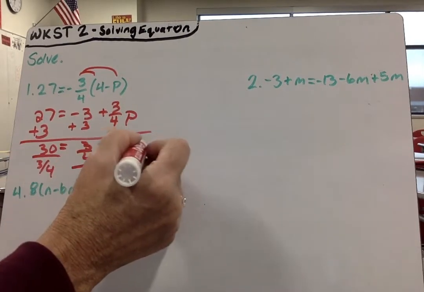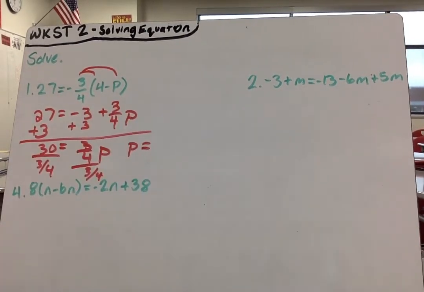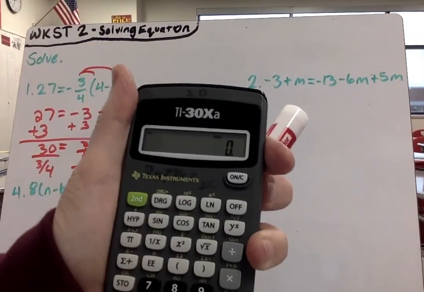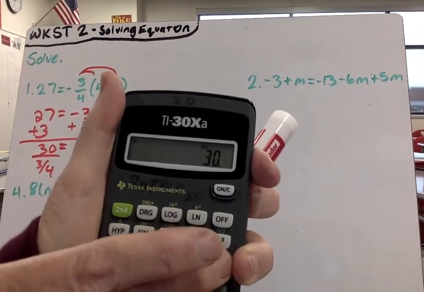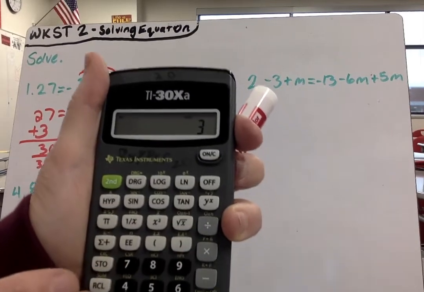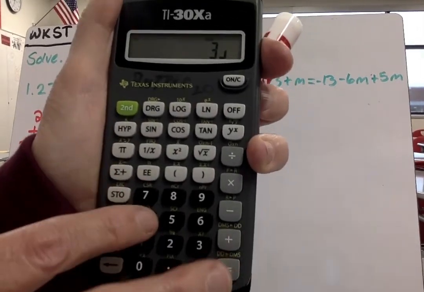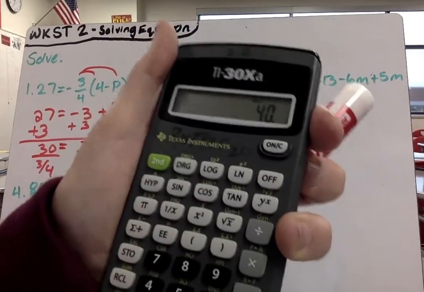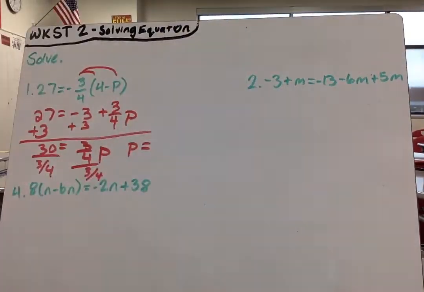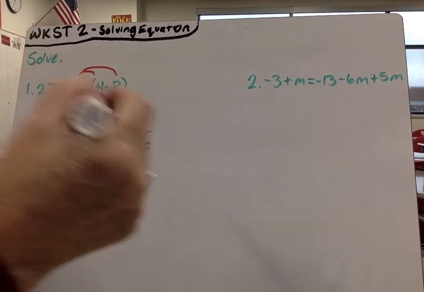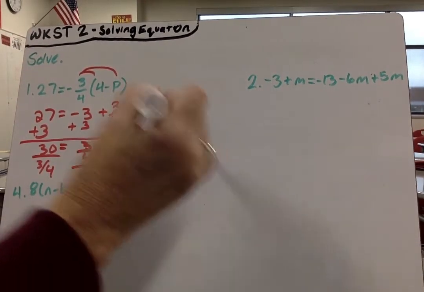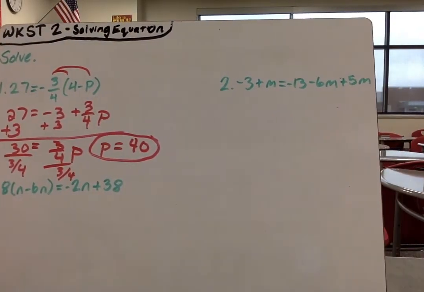So then we can say p equals, all we have to do is take our handy dandy calculator here. We put 30 divided by 3 ABC 4. See, you can tell it's 3/4 there. And the answer there is 40. So p equals 40. And we're done. Next one, number 2, we're going to solve for m.